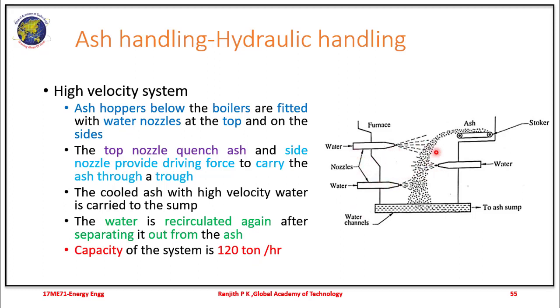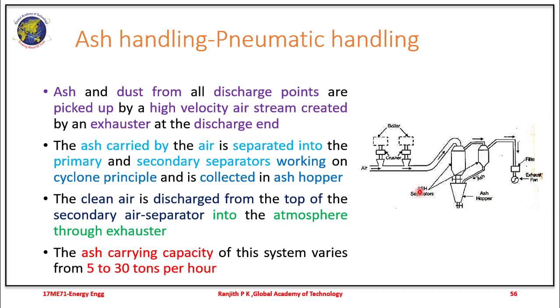And in the high velocity, the water is sprayed, and as the ash drops in, the ash gets cooled and is then collected at the bottom. The water and the ash, cooled ash, drops subsequently to the bottom. The heat is quenched, and this ash is sent to the ash sump. The capacity, the highest, 120 tons per hour of ash.